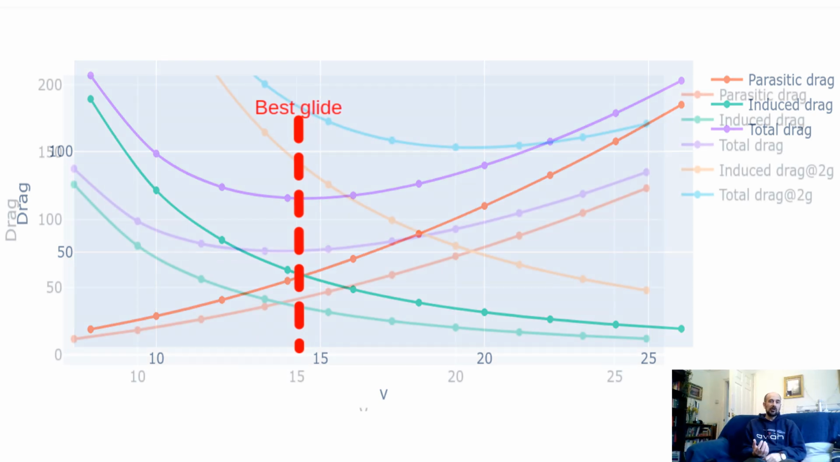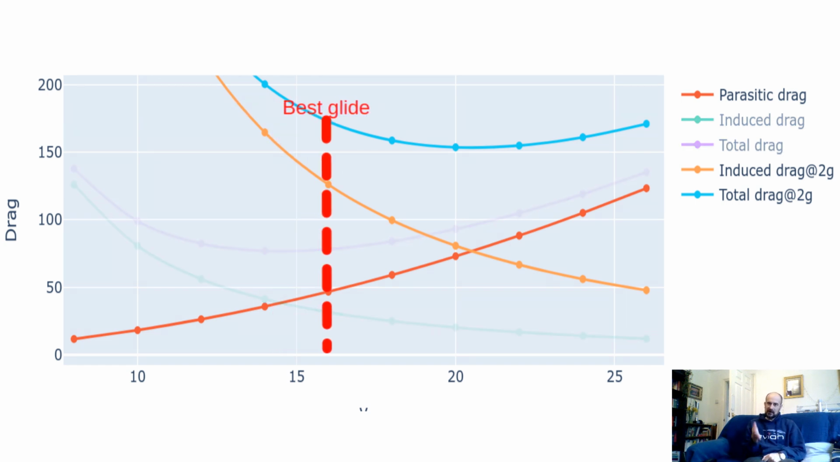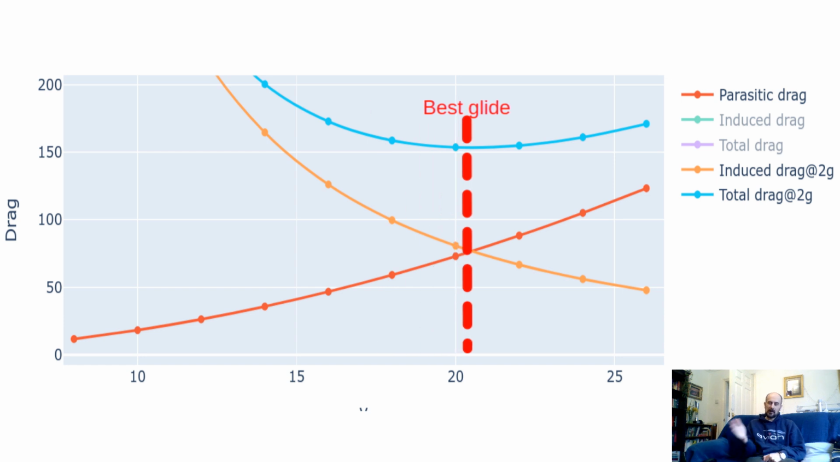But induced drag goes up with the square of lift. So that means that at any speed, if you're doing 2G, you're generating 4 times the amount of induced drag. So it also pushes up the total drag by a lot, pushes up the best glide speed by quite a lot. So the point at which the induced drag and the parasitic drag are equally important increases in speed.